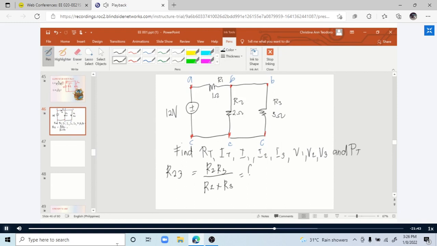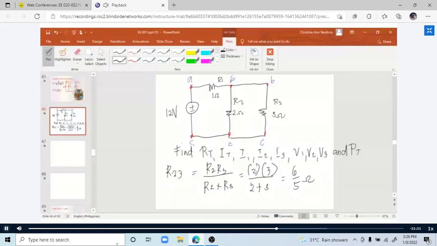So this will be now 2 multiplied by 3 all over 2 plus 3. So this will be 2 times 3, 6, all over 5. So this will be 6 over 5 ohms. Correct? Correct me if I'm wrong. Is this correct?